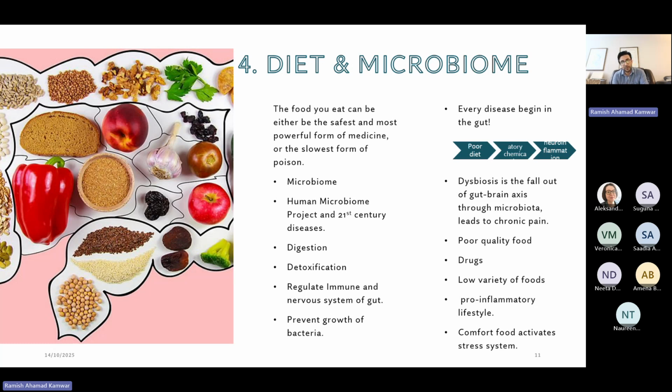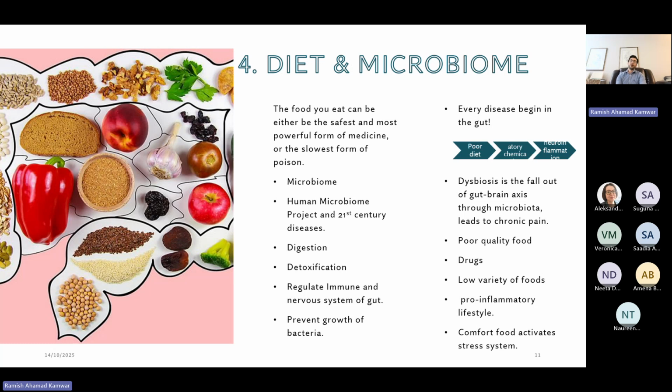So this microbiome comes together with our body to help us do a lot of things. For example, they help us digest things. They help us detoxify things that are coming from outside. It also regulates our immune and nervous system. Sometimes it prevents the growth of harmful bacteria.